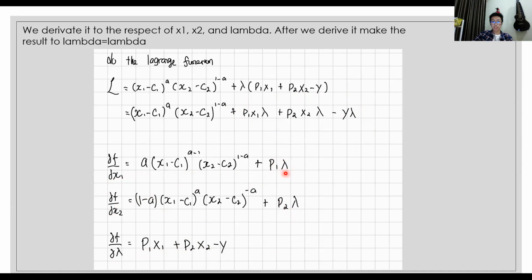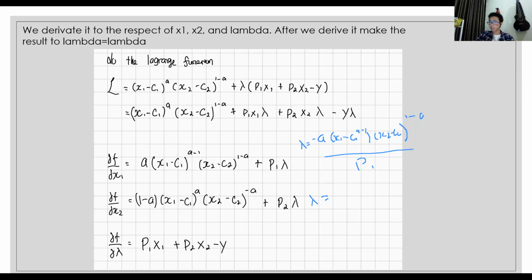After that, we make lambda the subject. So we're going to make lambda the subject properly. Lambda equals minus alpha times x1 minus c1, and for the other one, x2 minus c2 to the power of 1 minus alpha, over p2. We do the same thing as for this, making lambda the subject.